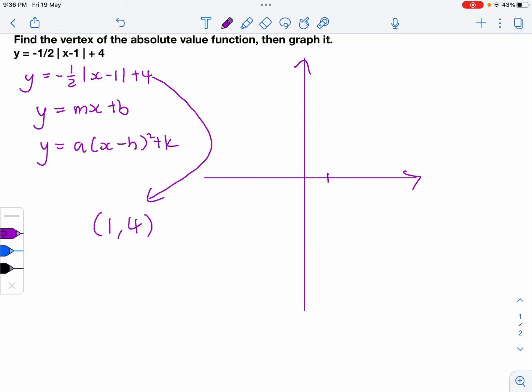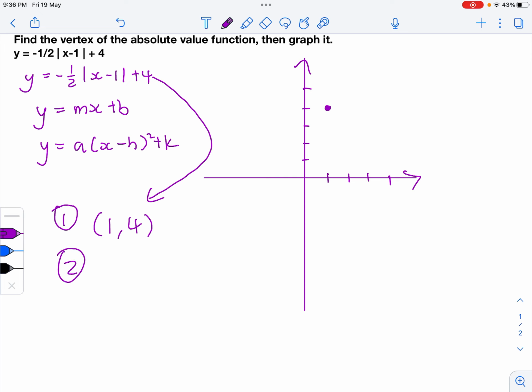And so let's say this is 1, this is 2, this is 3, this is 4, this is 1, 2, 3, 4, 5. This is the scale that we're going to use. And we know the vertex is (1, 4), which is right here. Now the next step is to know, the first step is to find the vertex.